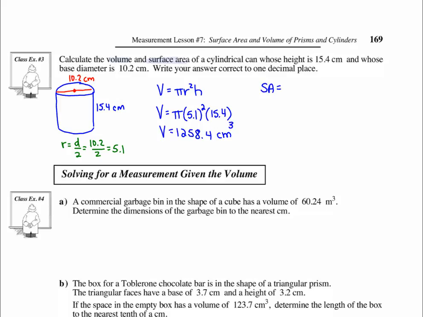Surface area. Formula is, I'd like you to write out your formulas on your tests. Formula, substitution, answer. FSA. FSA. Okay? Formula, substitution, answer. It's a good habit. 2 pi r squared plus 2 pi r h. So let's do that.